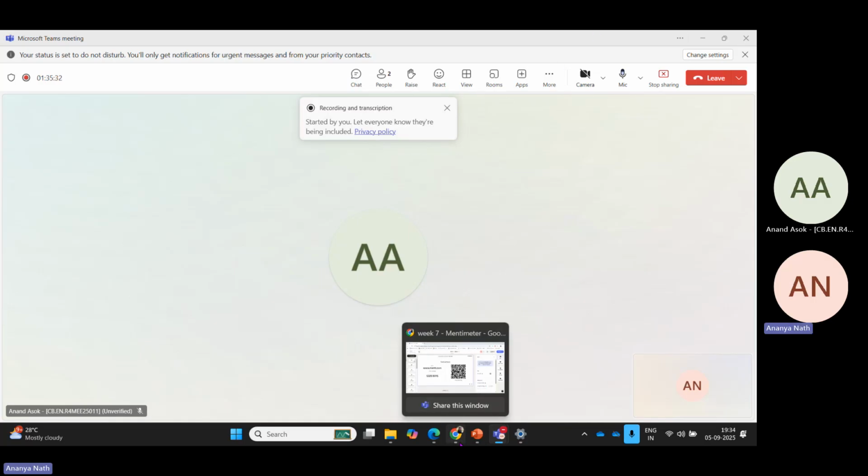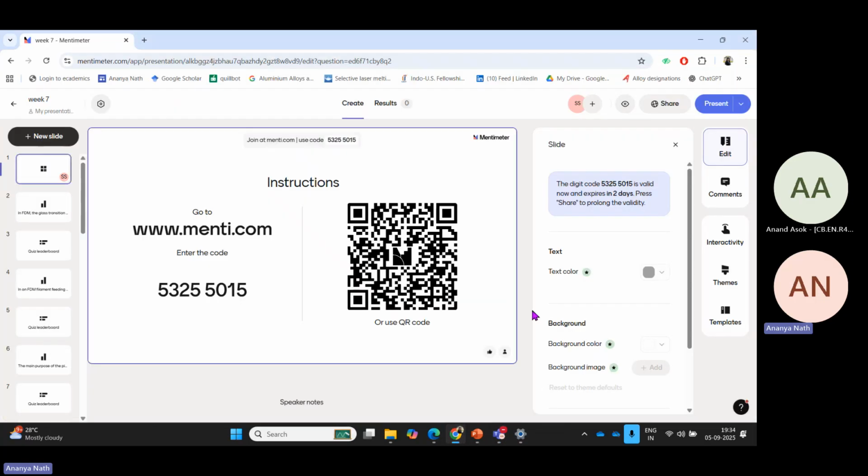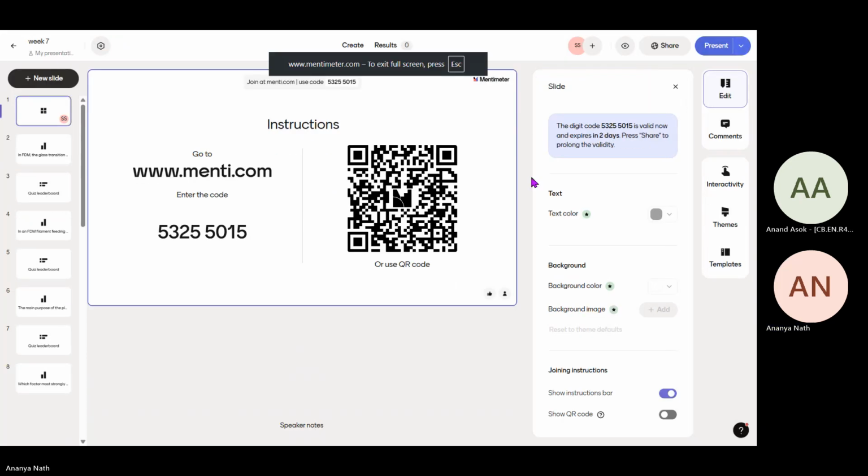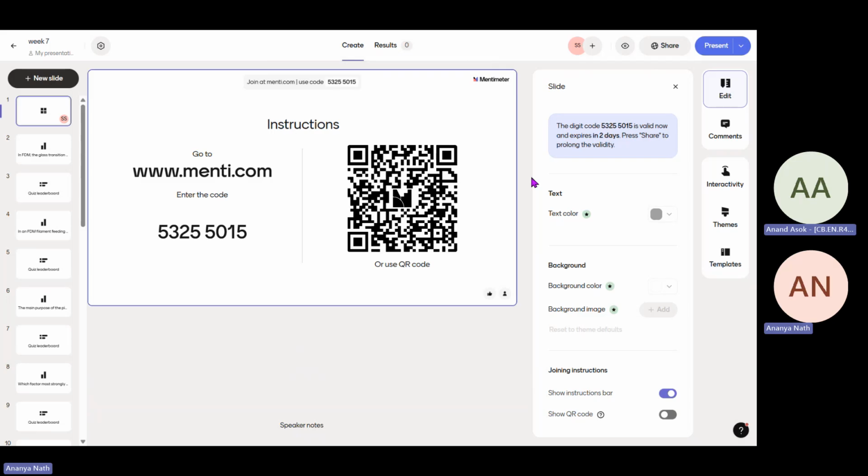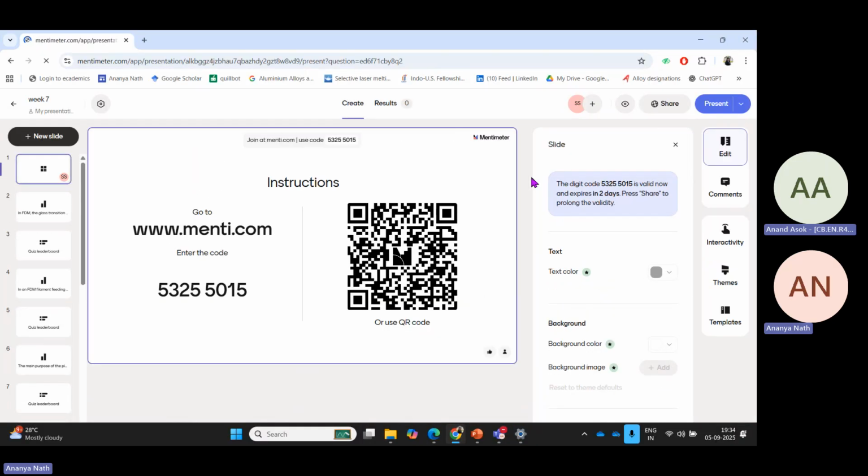Okay, then I can start the quiz that I am having. Have you attended this quiz previously in any of my sessions? Yes, ma'am. Then you know it's the Mentimeter. You need to scan this, and then the questions will come.